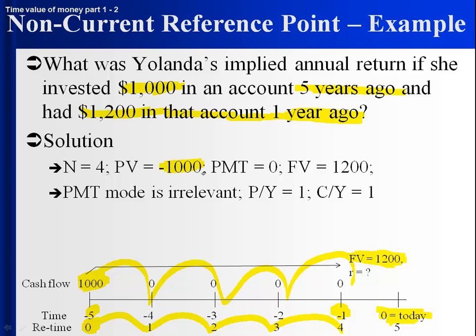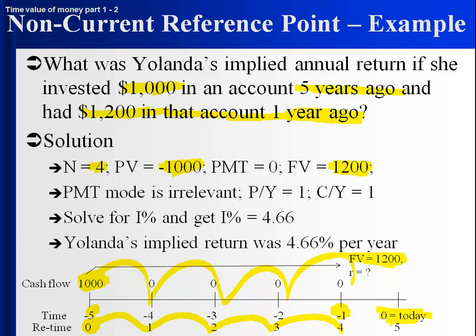Put in 1,000. 4 years later, you have 1,200. What is that rate? 4.66%. And alternatively, what you're really solving for is 1,000 times 1 plus r to the fourth is equal to 1,200. R is 4.66%.